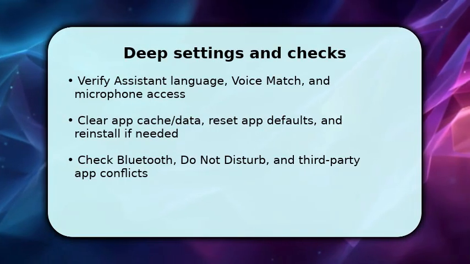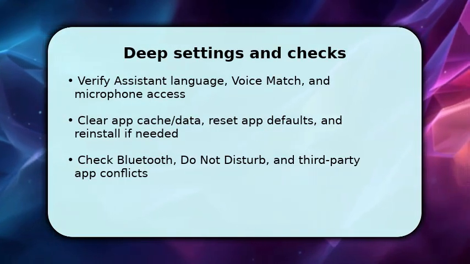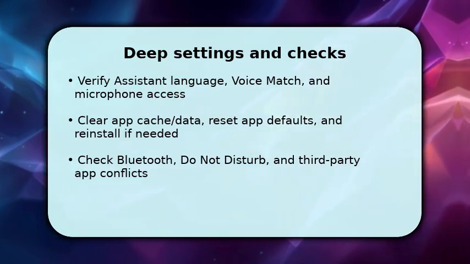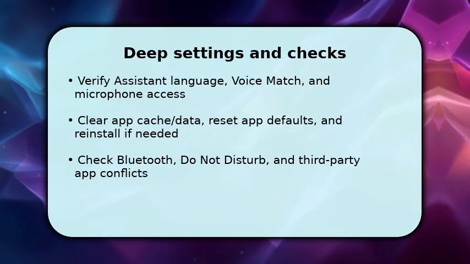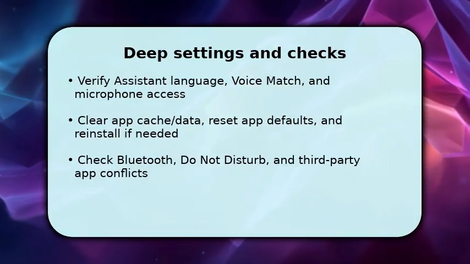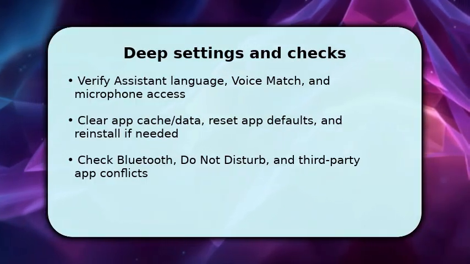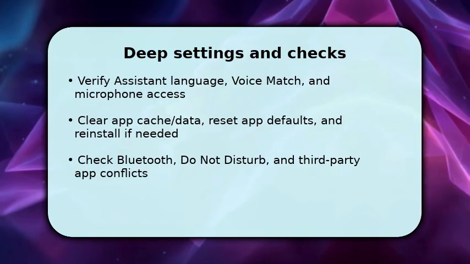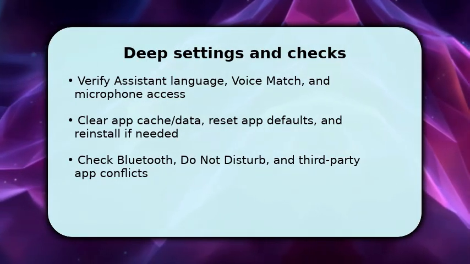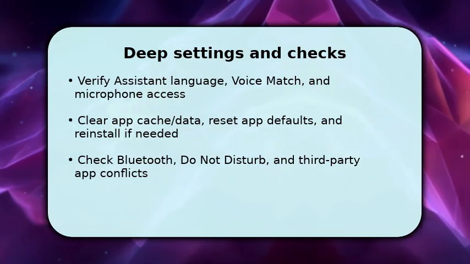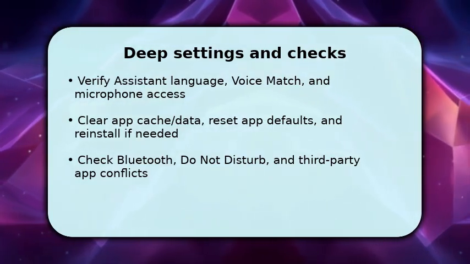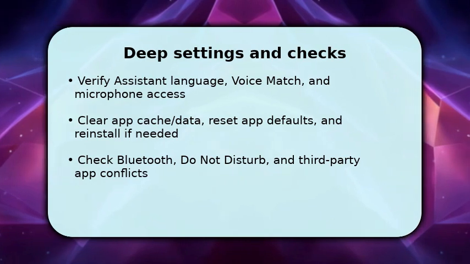Now dive into the settings where problems hide. You should check assistant language, voice match, and microphone permissions because mismatches or blocked mic access stop recognition. Then clear the Google app cache and, if issues persist, clear app data or reinstall the app to reset corrupted state. Also inspect Bluetooth devices, Do Not Disturb, and any third-party apps that may hijack audio. These can silently block Assistant. Make changes one at a time so you can identify which fix worked.